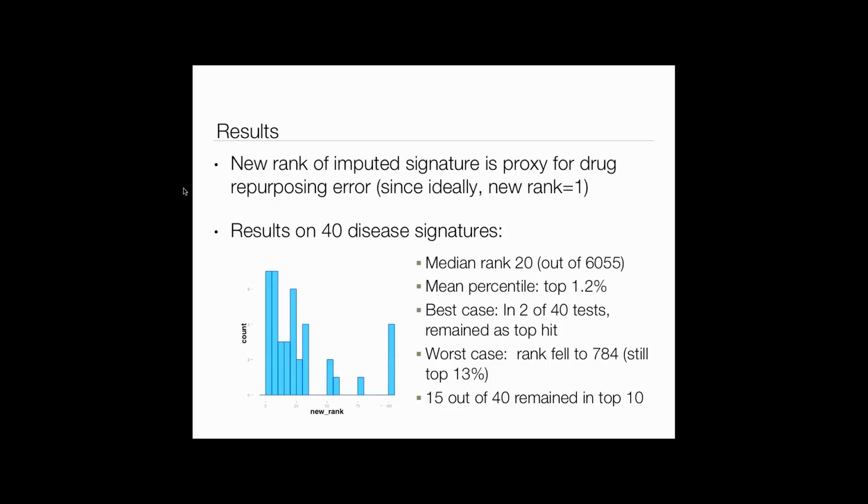Finally, 15 out of the 40 comparisons remained in the top 10. For me, maybe that last one is the most interpretable, in the sense that if I were actually doing a drug repurposing study where I had a particular disease signature for which I wanted to prioritize drugs, I think it's quite reasonable to have some assay for which I could test 10 compounds. So if the drug that I would like to prioritize remains in the top 10 with the imputed signature, then I would not have lost it.